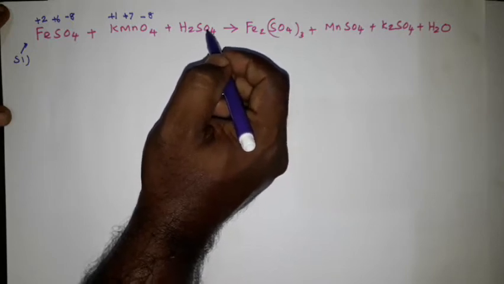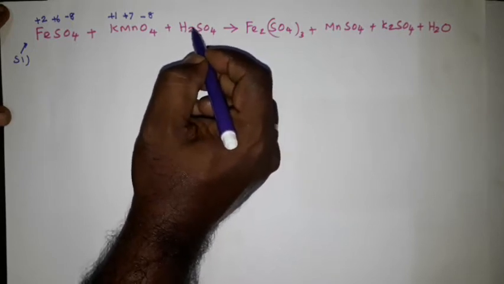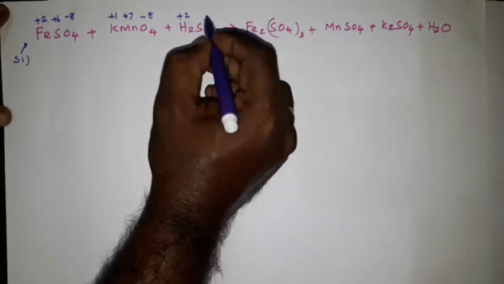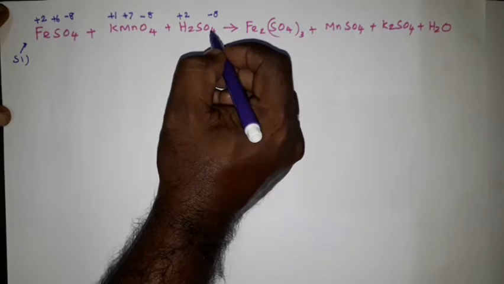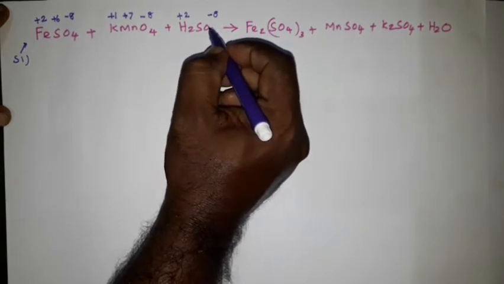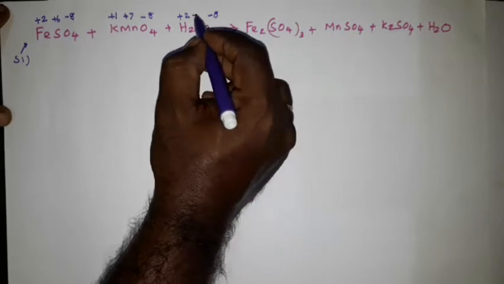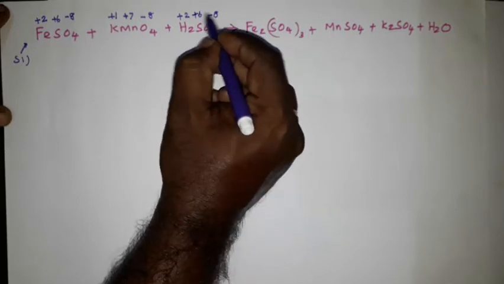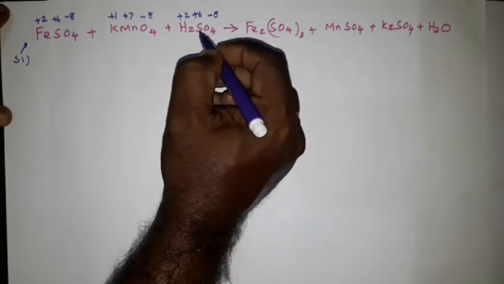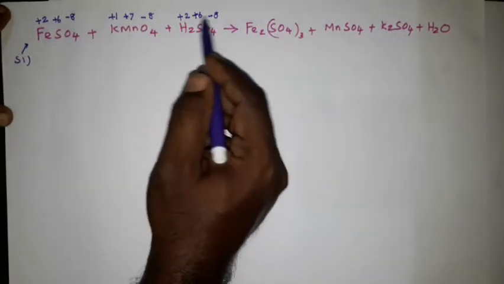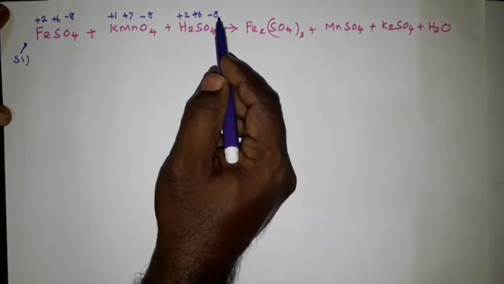Sulfur is a non-metal, oxygen is also a non-metal. There are two hydrogen atoms, so it will become plus 2. And this is minus 8, because there are 4 oxygen atoms, and one oxygen atom is minus 2, so minus 8. So the remaining is plus 6. Minus 8 plus 2, you will get plus 6. So sulfur is plus 6. So total, you add all the numbers, you will get 0.